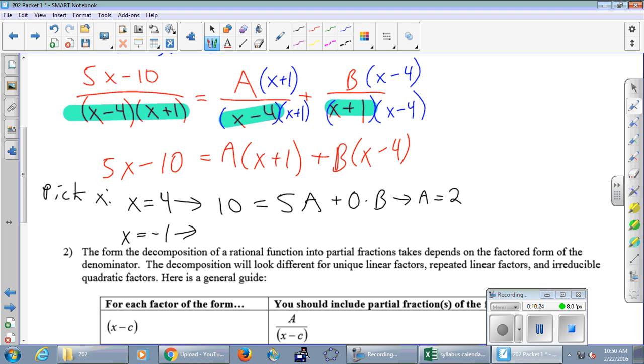So what do we get there? -15 equals 0 times a, and then minus 5b. All right. So b is 3. Okay, so we've got our a and b. The algebra part is done.